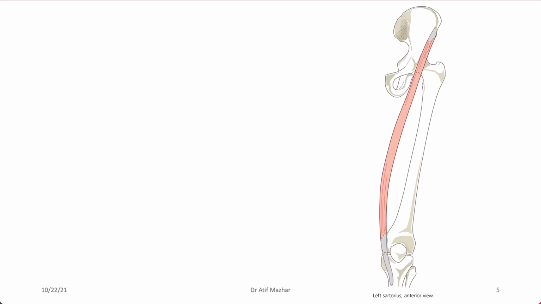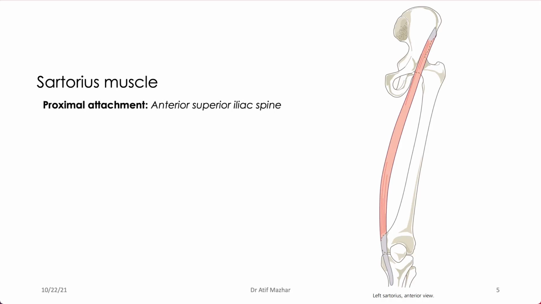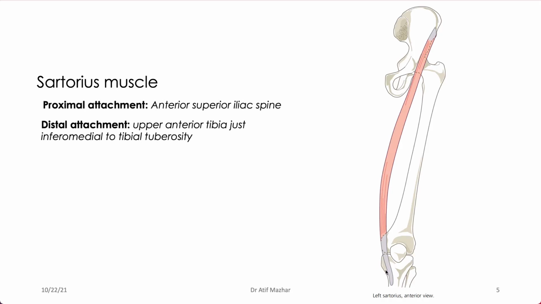So right now we are looking at a muscle which starts its journey from anterior superior iliac spine and comes to the medial side of my upper tibia. Who's that muscle? That's my sartorius muscle. So you always ask what is the difference between. So I'm showing you the proximal attachment, anterior superior iliac spine. Distal attachment, upper anterior tibia, just inferior medial to my tibial tuberosity. So you can see this, what is being said.